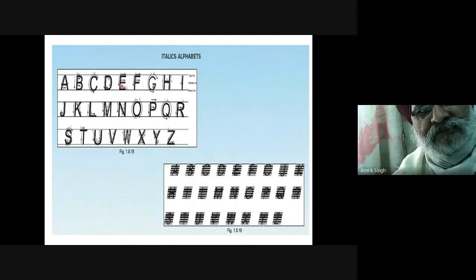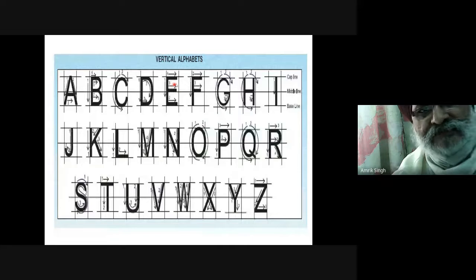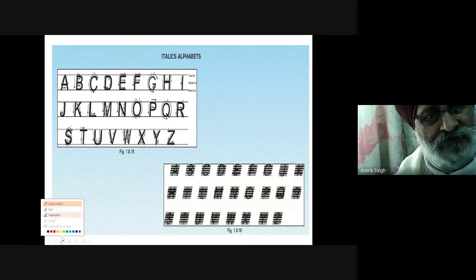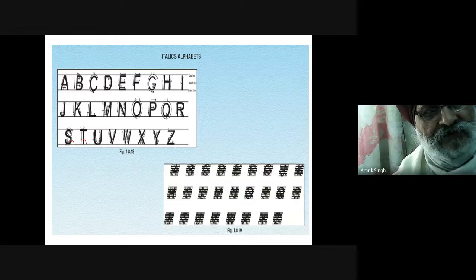These are italics. Okay. Both are straight letters, vertical alphabets. These are italics. A, B. So this angle, this angle that is there, this angle. So this angle. This angle is normally, so we measure it from the other side. So we say it is 75 degree.